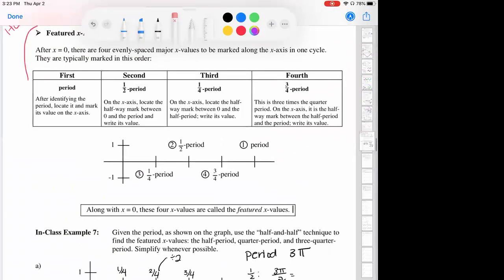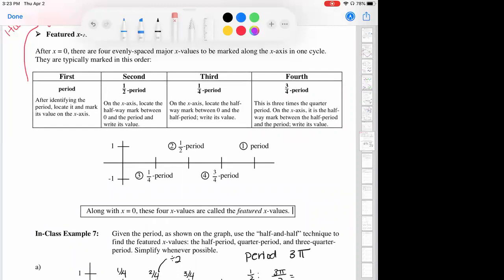So let's read this again. So first, you want to identify your period. After identifying the period, locate and mark its value on the x-axis. Find the period and mark it. Two, half the period. On the x-axis, locate halfway between the period and zero and mark its value. So we divide it by two.